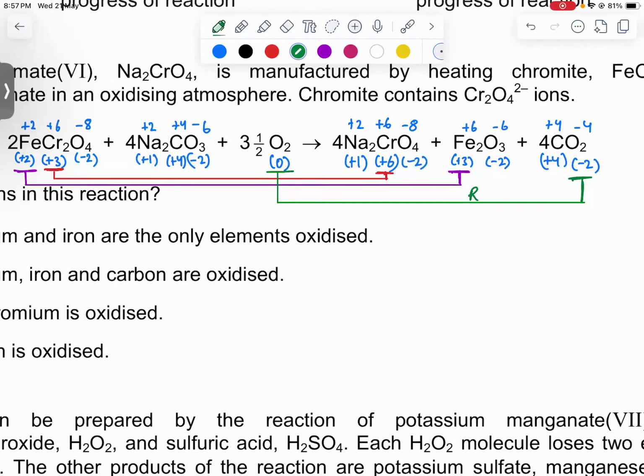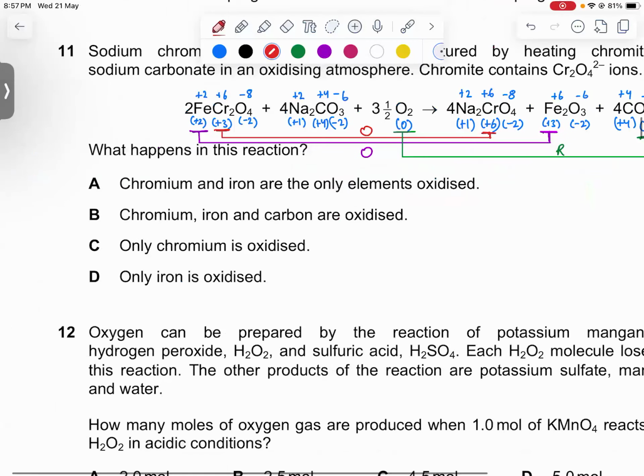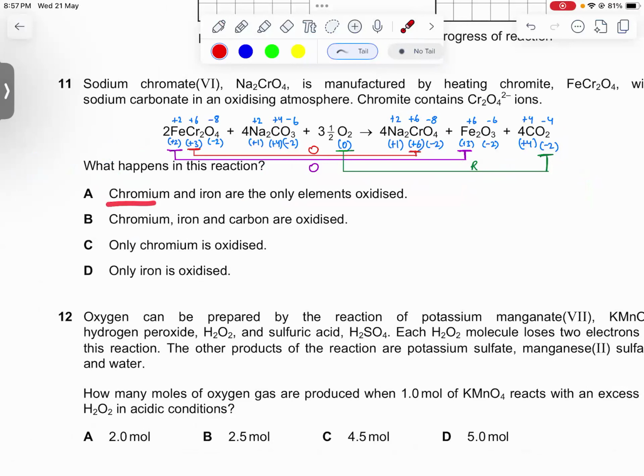This is reduction. This purple is oxidation, red is also oxidation. So let's look at the statements now. Chromium and iron are the only elements oxidized. That is true, so we've just found our answer. Chromium and iron are the only two that have been oxidized. Iron has gone from +2 to +3. Chromium has gone from +3 to +6.